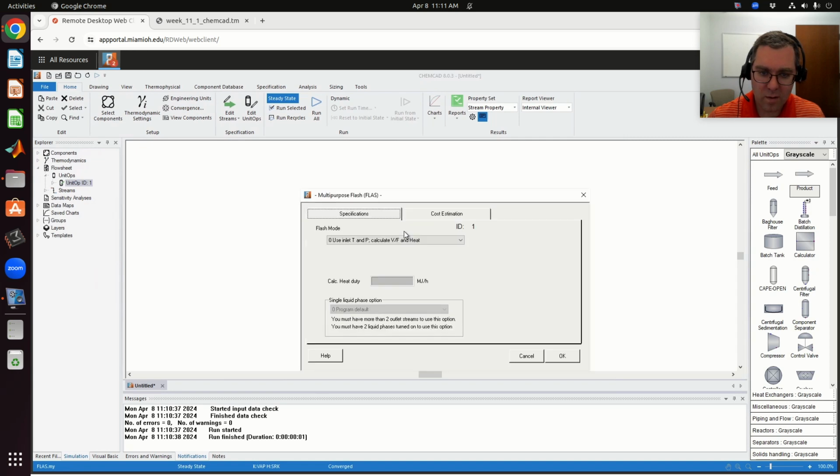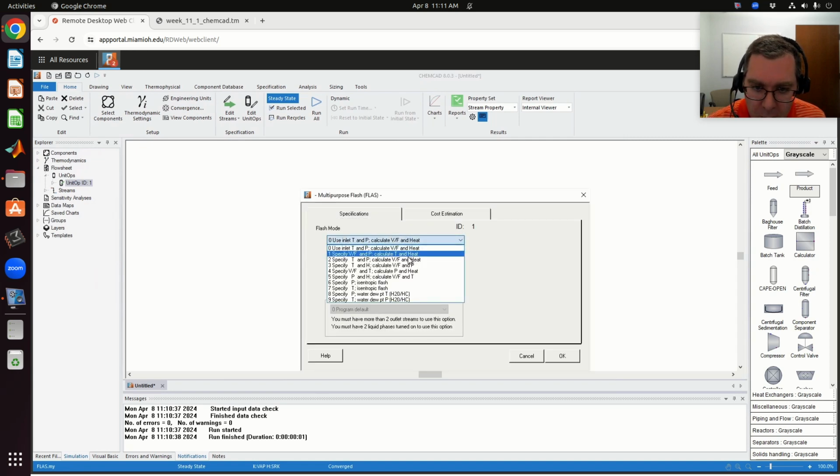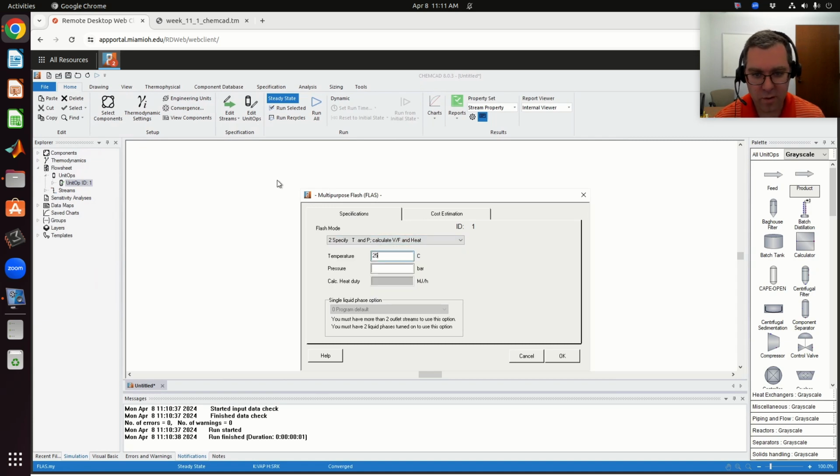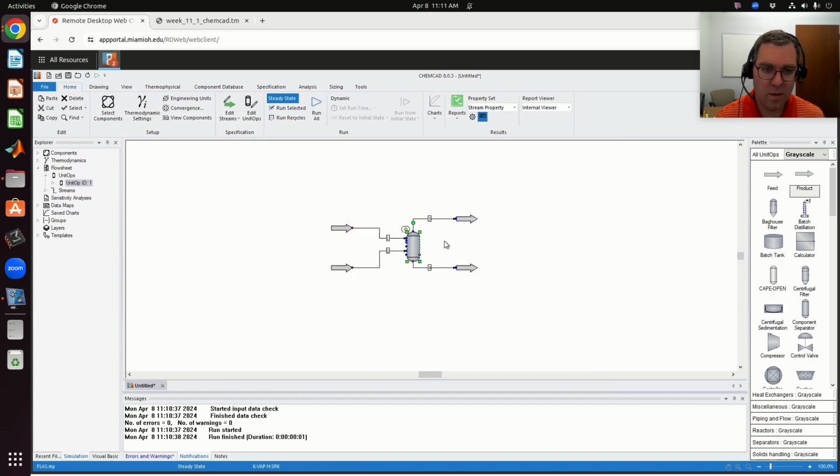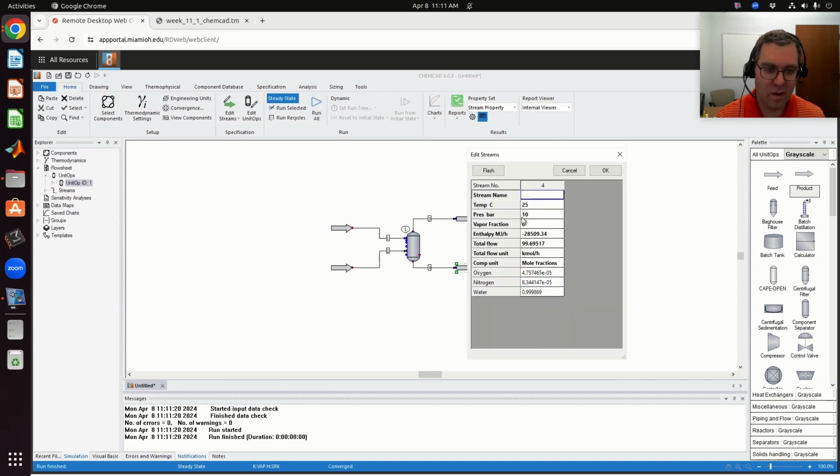So let me instead specify the temperature and pressure. I'm going to keep this all at 25 degrees C and 10 bar. So my inlet stream's at 25 degrees C and 10 bar, and then this I'm going to fix to be at 25 degrees C and 10 bar. Doing so, again, my liquid phase is primarily pure water, but I have some small amount of oxygen and nitrogen that's been absorbed.